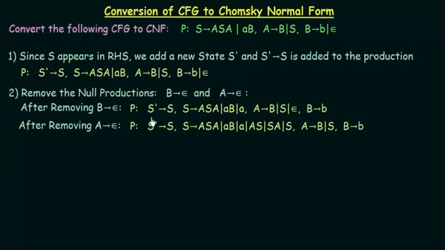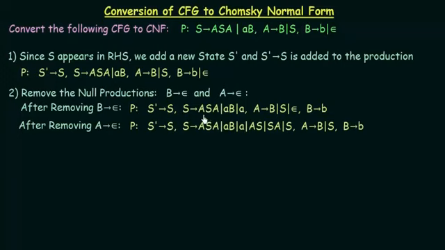So let's see. S gives S, there is no A here, so we write it as it is. And here we see that there are A's. S gives ASA. There are two A's over here. So what we do, I will first write all these things as they are, ASA, AB and A. Up to here it is the same.